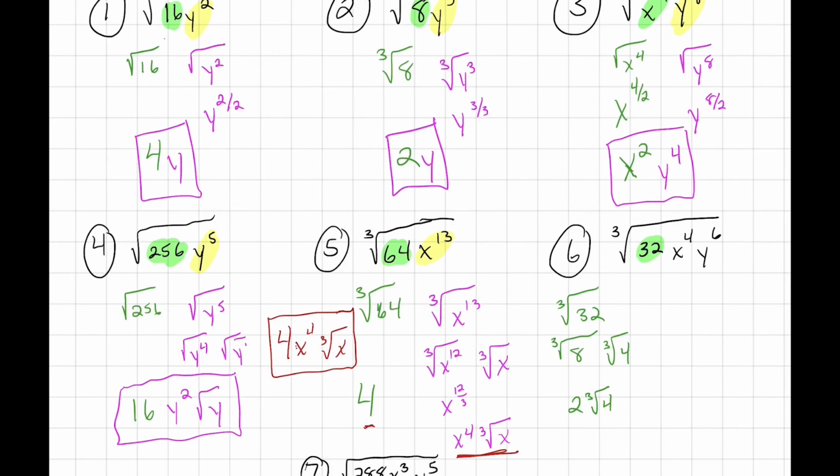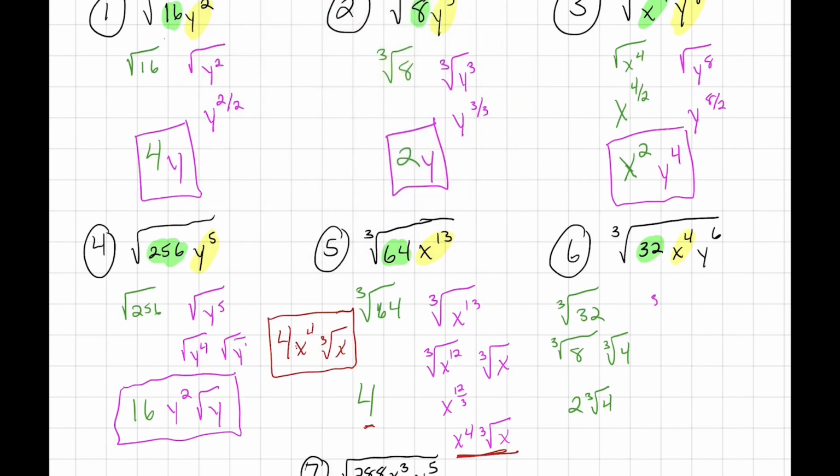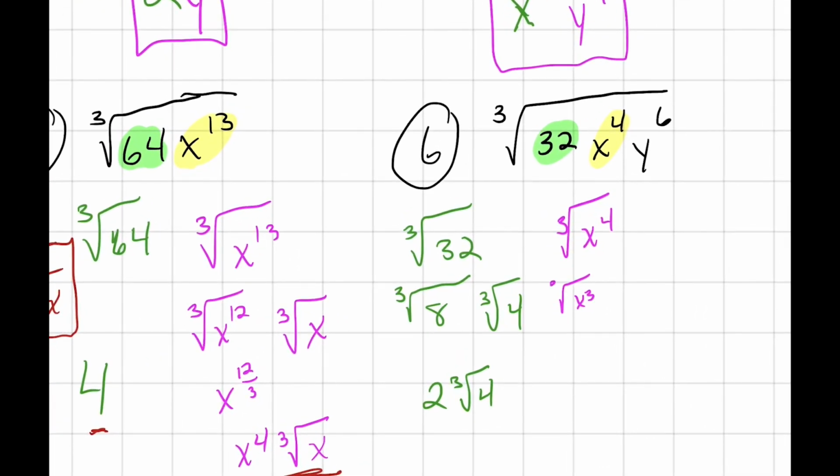The next part of the problem that we have to deal with is x to the fourth power. Taking the cubed root of that, we have to split that up into x to the third and x. Let me zoom in.